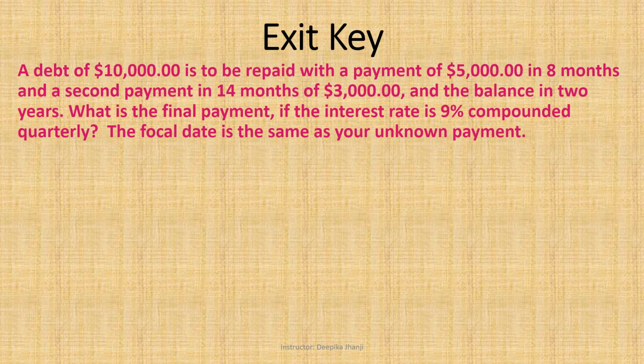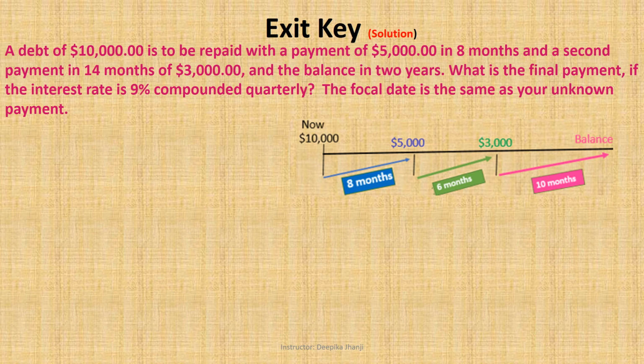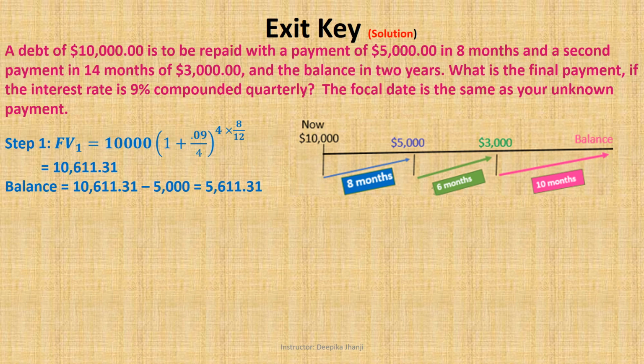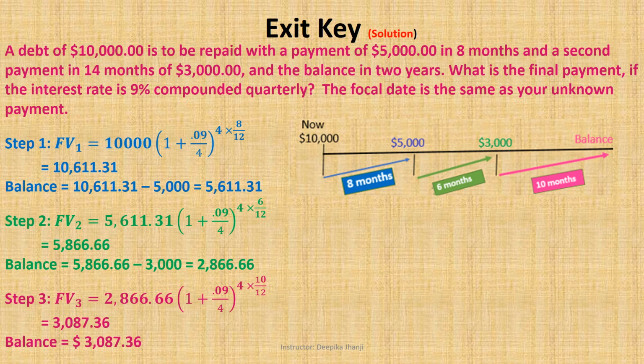Alright everyone, this is your turn now. Please pause the video for 5 minutes. Get ready your pen, paper and calculator. Try this question and come back to check your answer. Welcome back. I hope you all got the correct answer. So here is the timeline and the solution in 3 steps. Step 1 for the blue region, then step 2 for the green region to calculate the future value, and then step 3 for calculating the balance. Thank you, everyone.